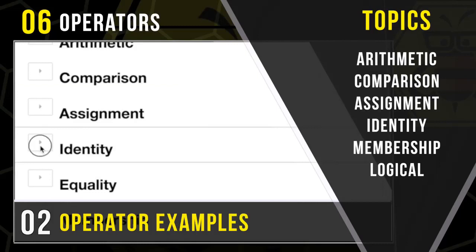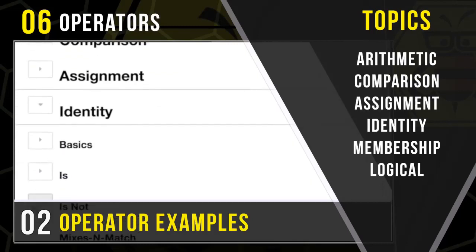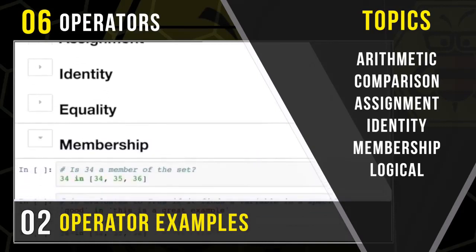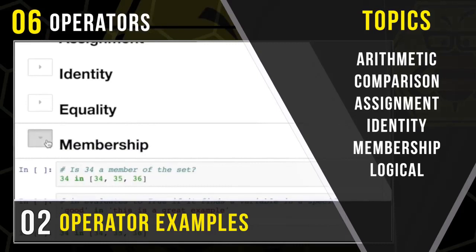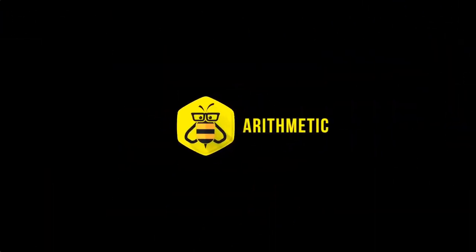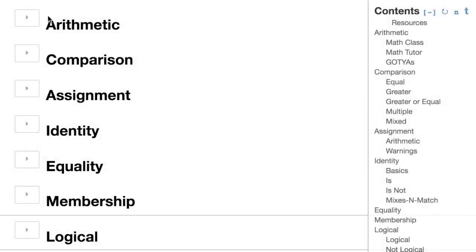Next, we'll be looking at the identity operators to find out is or is not something what it says it is. And taking that a step further, afterwards, we'll look at the equality, which is similar but a little bit different, and you'll see why. And then we're going to talk about membership, whether something is in a group or not in a group. And then finally, we'll look at logical operators. Let's start by talking about arithmetic operators.